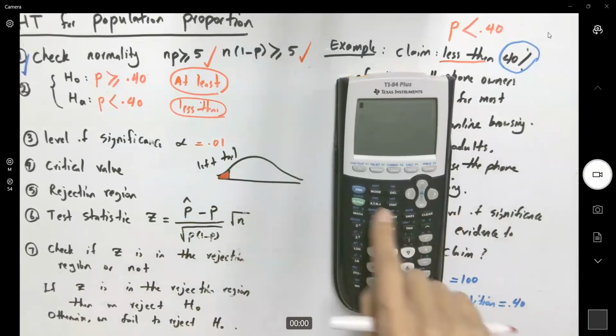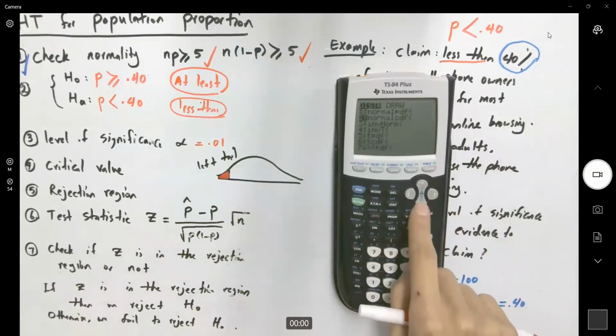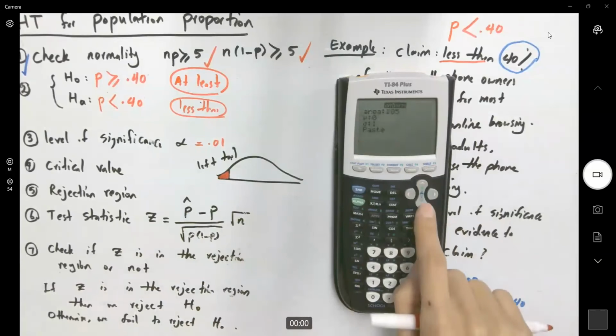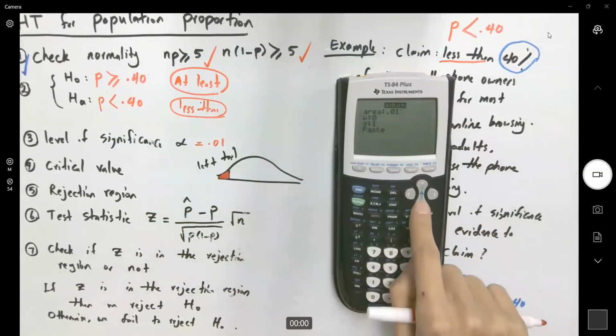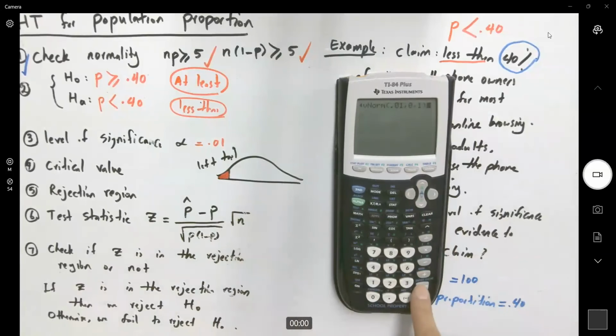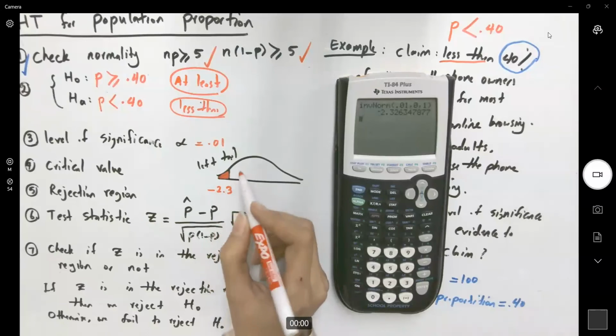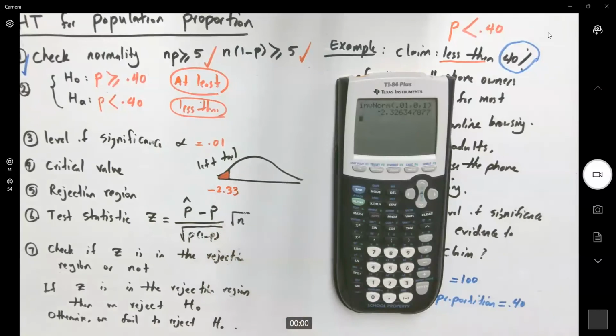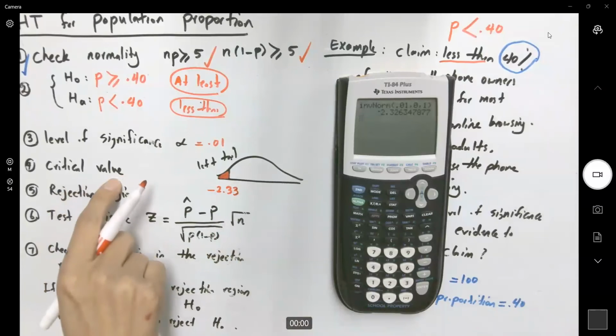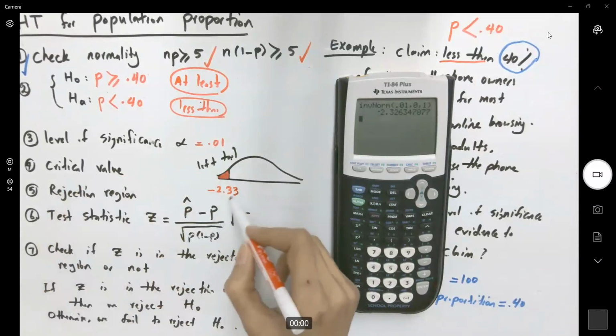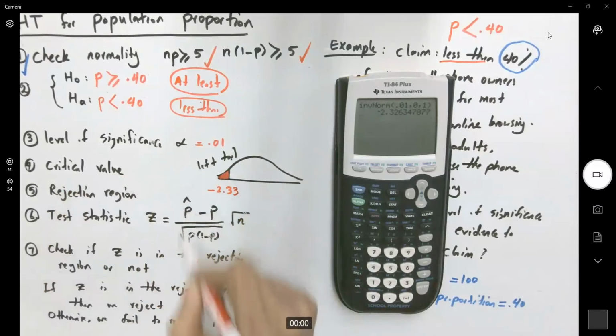Turn on the calculator, go to second, vars, find inverse norm. The area is just 1%, mu is 0, standard deviation is 1, and let us find the z. The z is negative 2.33, but the critical value that we're going to use must be representing the area to the left-hand side. Very good.